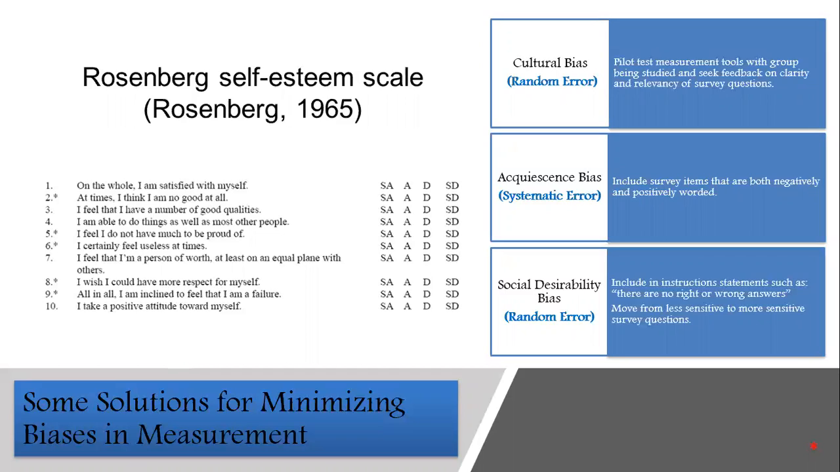To address social desirability bias, we can include in our instructions to respondents statements such as, "There are no right or wrong answers." We can also arrange the items in our survey in a way that flows from the least sensitive questions to the most sensitive questions. Both of these strategies are thought to encourage respondents to provide responses to survey questions that reflect their true attitudes and beliefs.